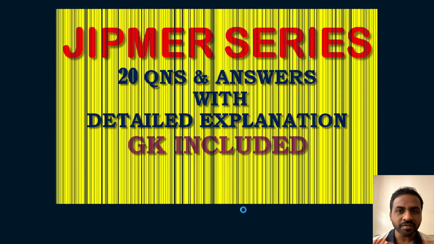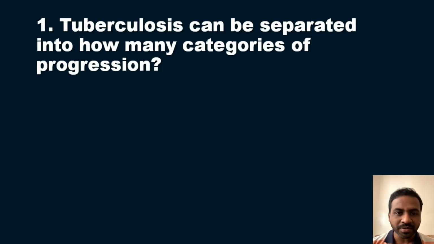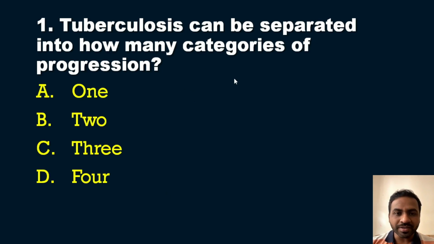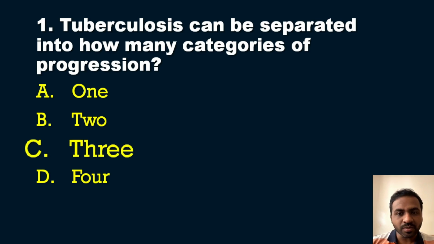The first question is on the screen right now. The question is: tuberculosis can be separated into how many categories of progression? The options are A, 1; B, 2; C, 3; and D, 4. So how many categories of progression for tuberculosis? What is the answer? It's a direct question, and the answer is option number 3.